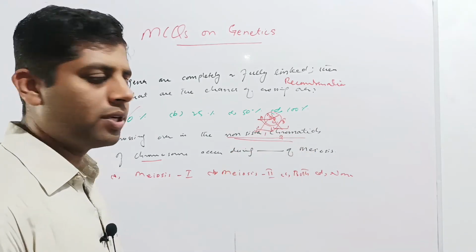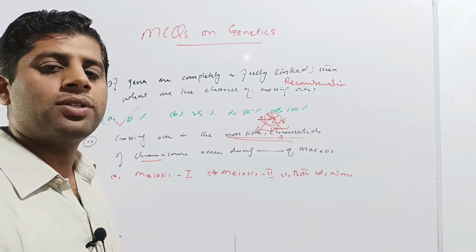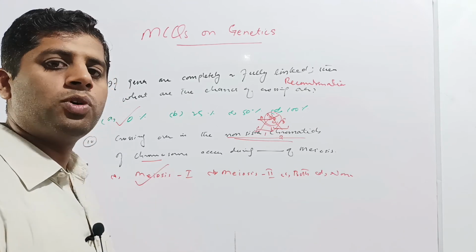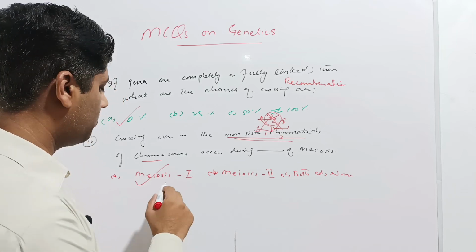This is a normal phenomenon, and this crossing over between non-sister chromatids always occurs in meiosis 1, and more specifically in the prophase of meiosis 1.